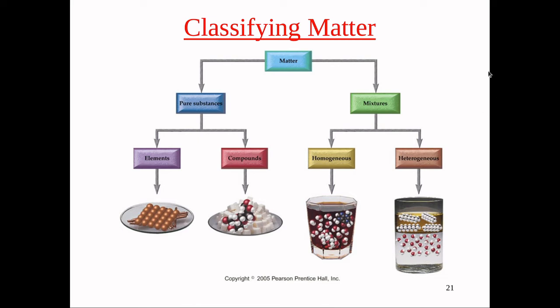Here's a diagram of our classification so far. So we have matter. We break it down to pure substances and mixtures. Our mixtures can be homogeneous or heterogeneous. The two different pure substances we can have are elements or compounds. In later chapters, we're going to continue to grow this tree and put them into more and more boxes as we go along.